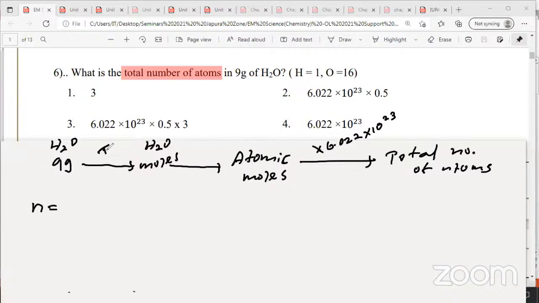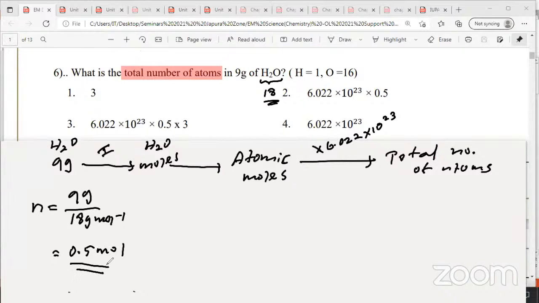First one, 9 grams divided by the molar mass of water. They have given hydrogen equal 1, oxygen equal 16. The total will be 18 here. So I'll divide this by 18 grams per mole. Then you get how many moles? Half mole, 0.5 moles. 9 divided by 18, 1 over 2. 1 over 2 means 0.5 moles. Right, that is the first step.